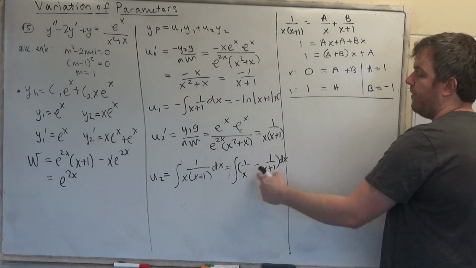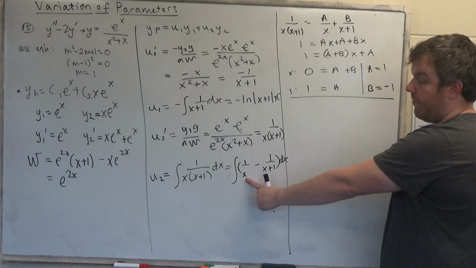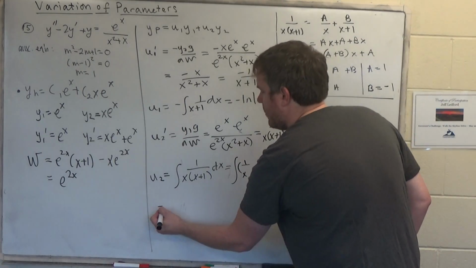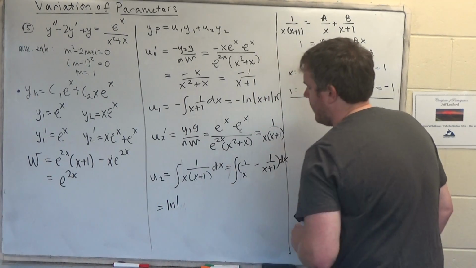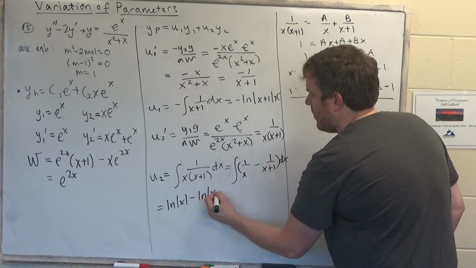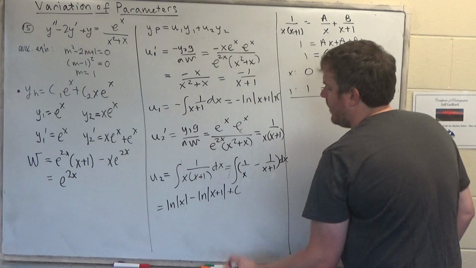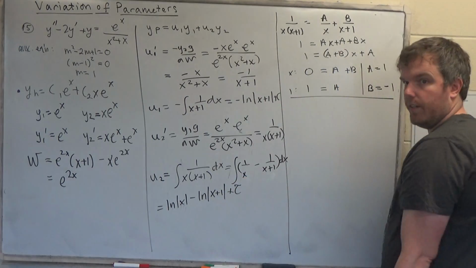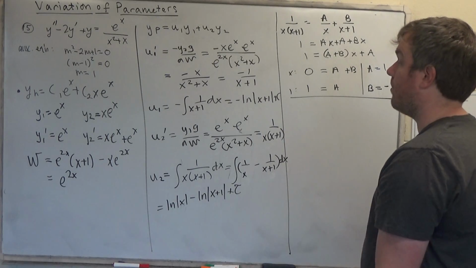So both of these integrals are straightforward. This is the natural log, and that's a u substitution away from the natural log. So just calculating that, we get the natural log of absolute value of x minus log of x plus 1 plus c. And again, these could be different c's or c tilde. It's not going to matter because I'm going to set them equal to 0.